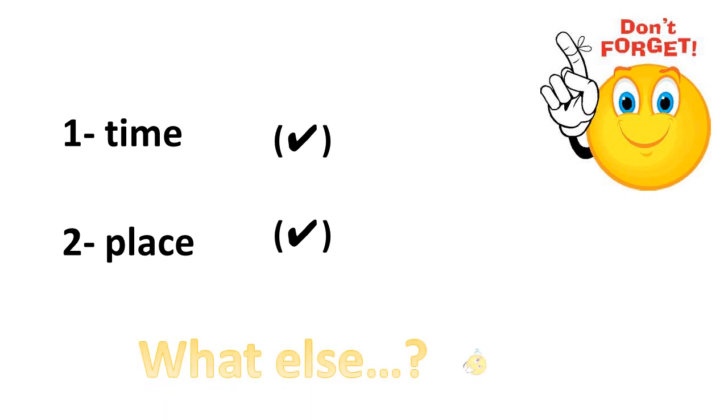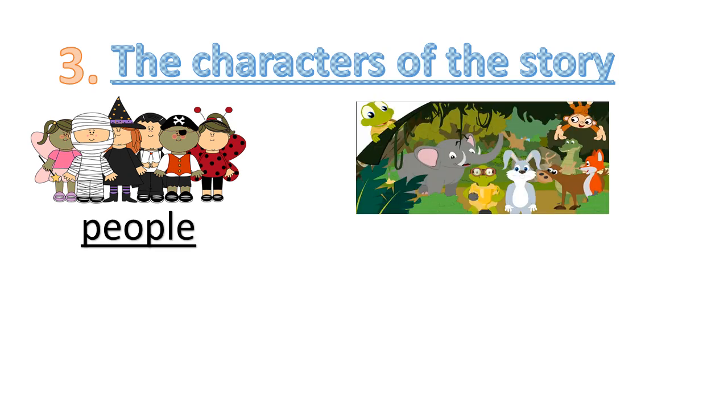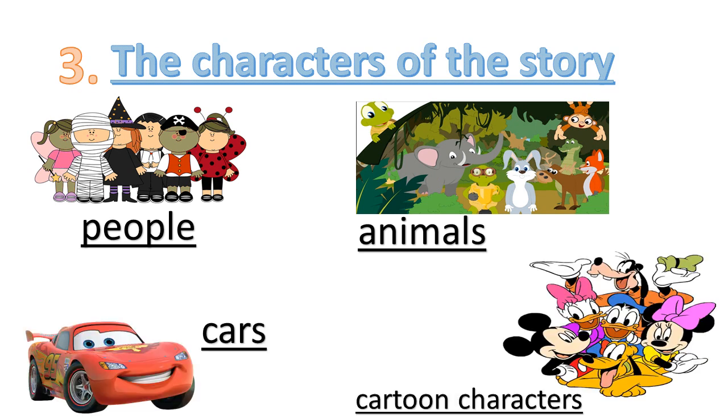What else? Let's see. Number three, the characters of the story. Who are the main characters? Who are the people in the story? Maybe they are people, maybe they are animals, cartoon characters, cars, whoever. You can choose whoever to be the characters of your story.